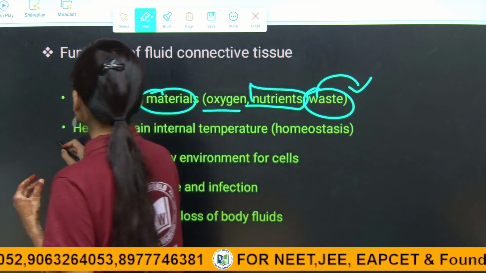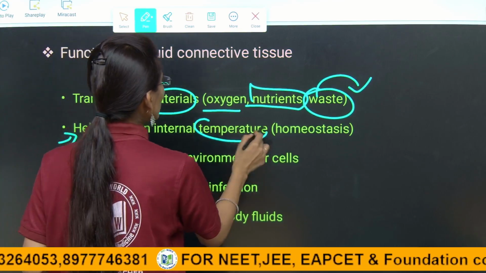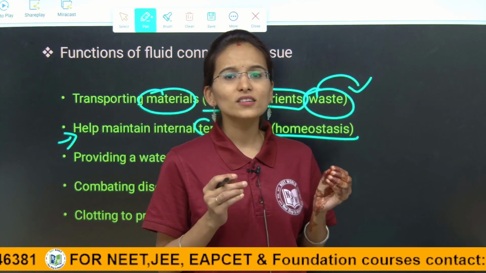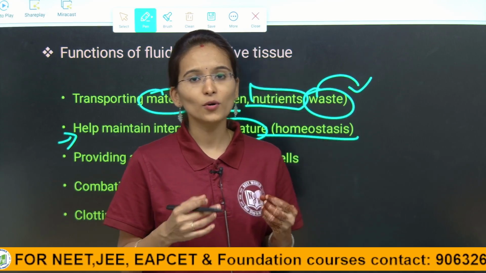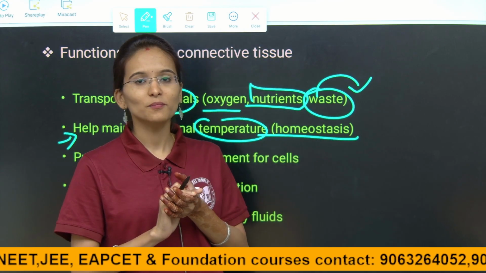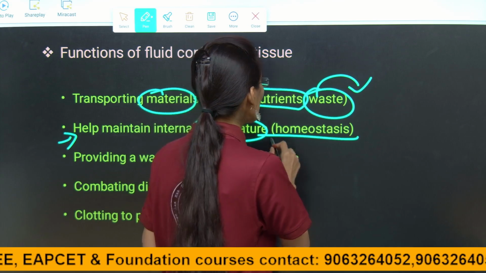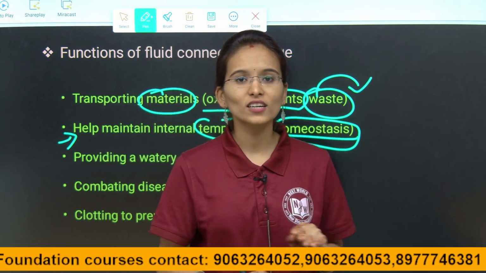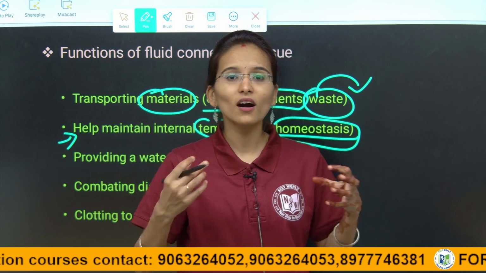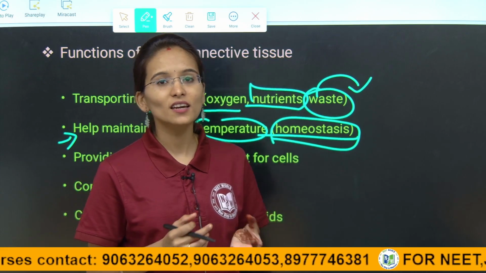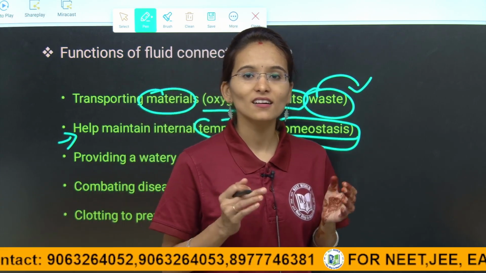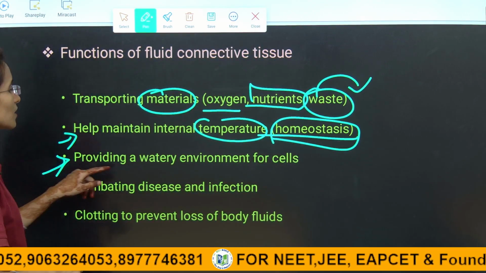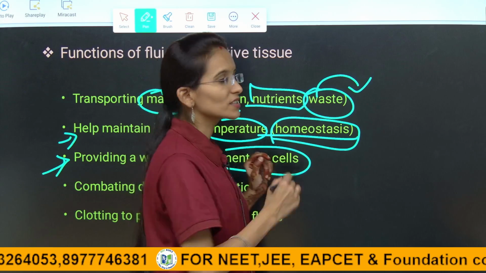Next, they maintain homeostasis. Homeostasis is nothing but maintaining the constant internal temperature of our body with the surrounding environment. Clear with this term? Homeostasis means the temperature present in our surrounding environment should be equal to our body temperature, then only can we perform activities as we wish.